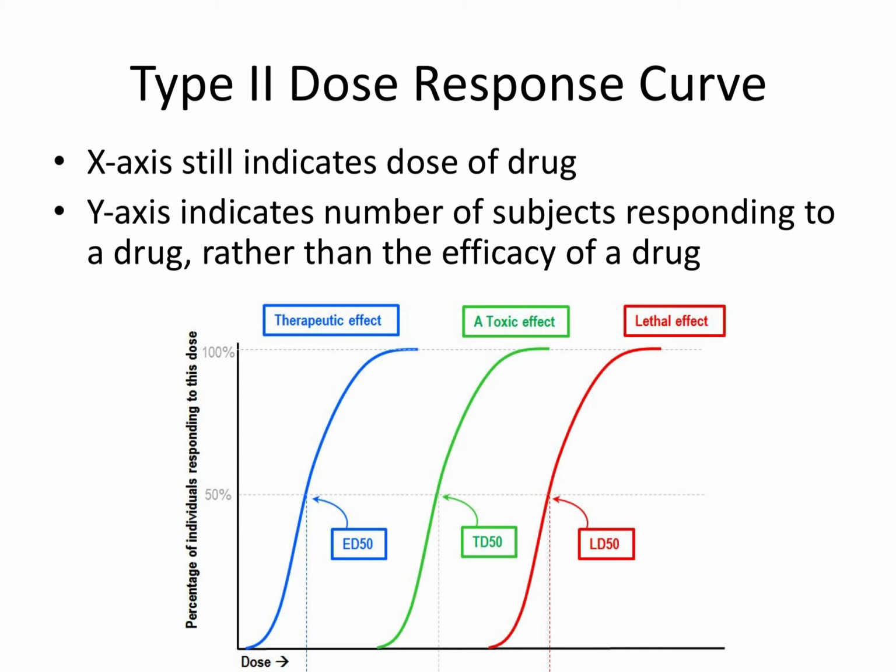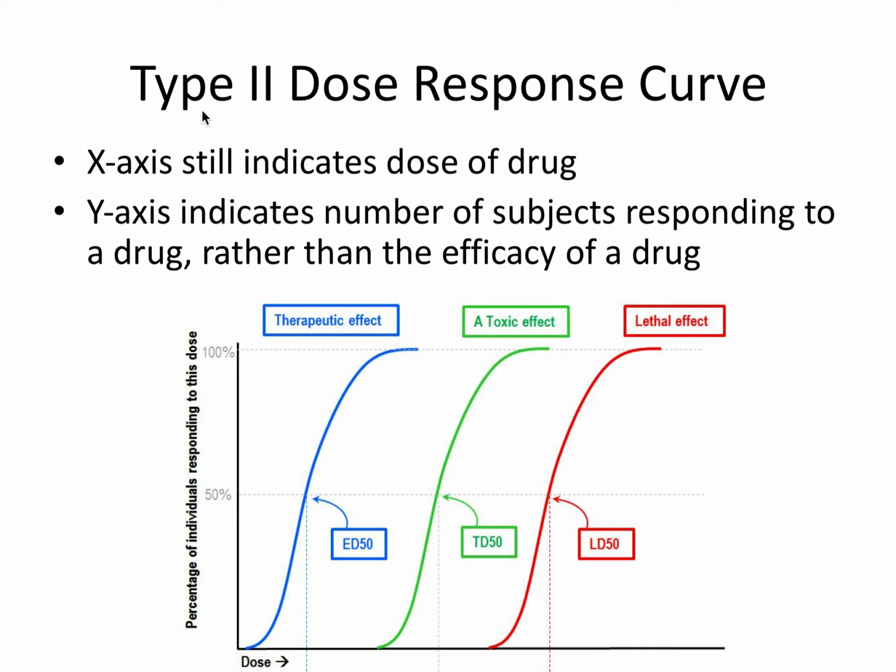So again, we're really talking a lot about subtle differences, and there's a subtle difference here as well, in that it considers a more holistic patient view. It allows us to look at not only the therapeutic effect of a drug, but also when it becomes toxic and even when it becomes lethal. So the type 2 dose response graph can show up with 3 separate curves, one indicating a therapeutic response here in blue, one indicating a toxic response here in green, and one indicating a lethal response here in red.